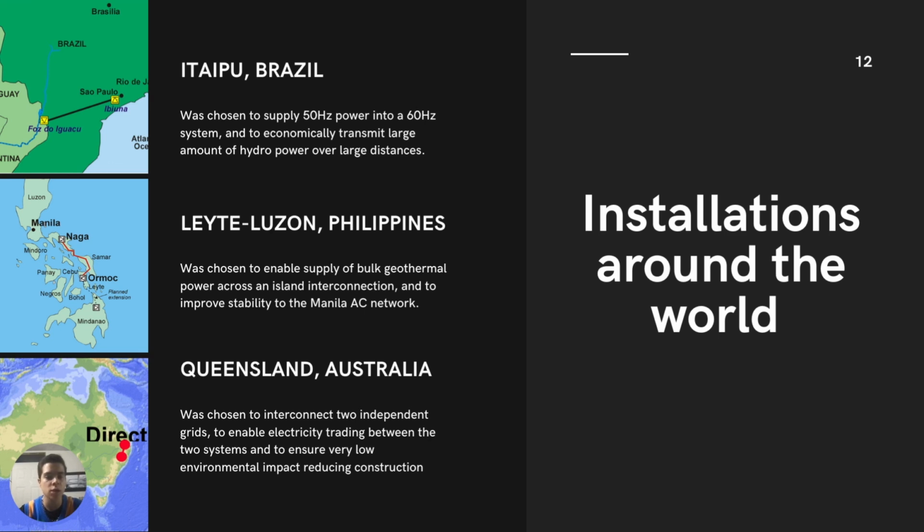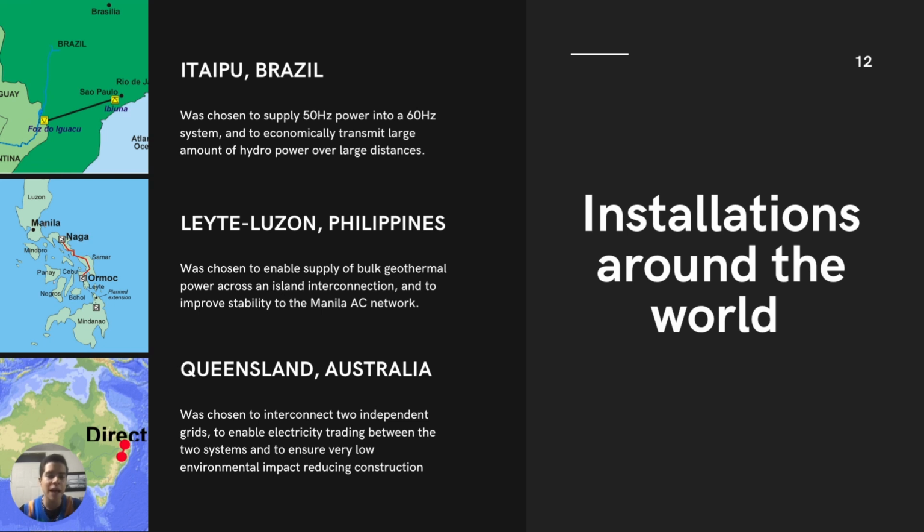and a power rating of 3,150 megawatts. We have the one in Leyte, Luzon, Philippines. This one was chosen to enable supply of bulk geothermal power across an island interconnection and to improve stability to the Manila AC network. This one has a length of overhead line of 430 kilometers and a length of submarine cable of 21 kilometers. Overall, it has a power rating of 440 megawatts.